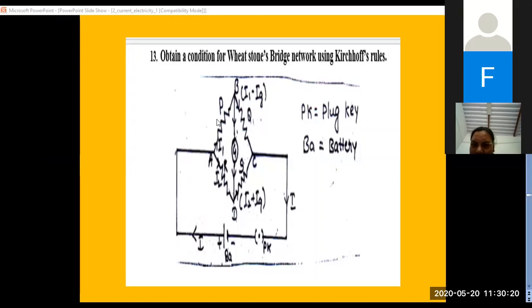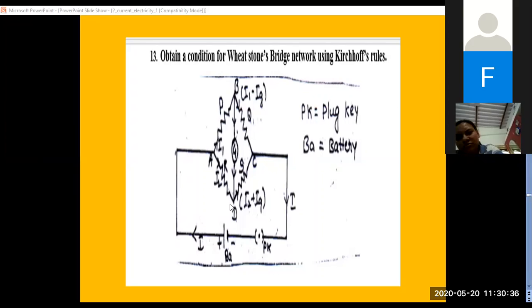We don't have any cell here, so EMF will be equal to 0. Now you can see here I1 is moving forward, so that will be positive. IG is moving forward, that will be negative. See I2, if you take the direction, it should go up from B to D.